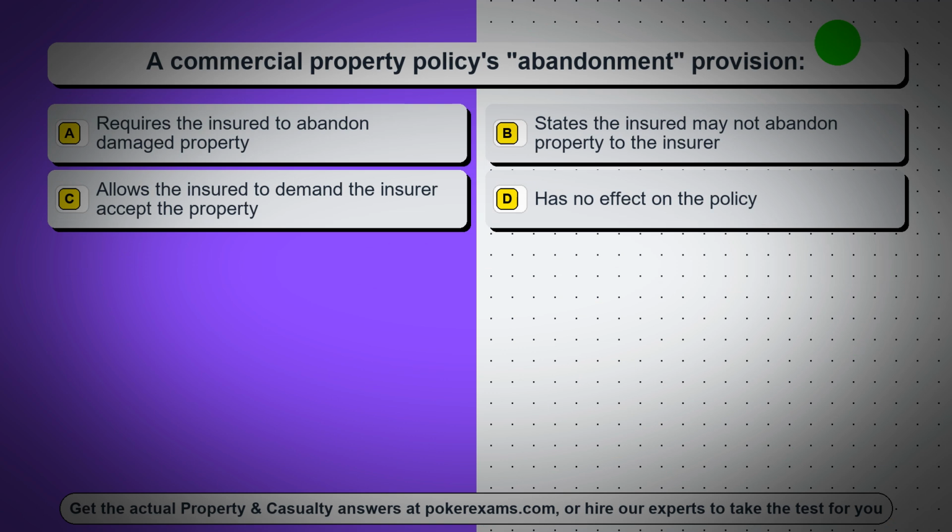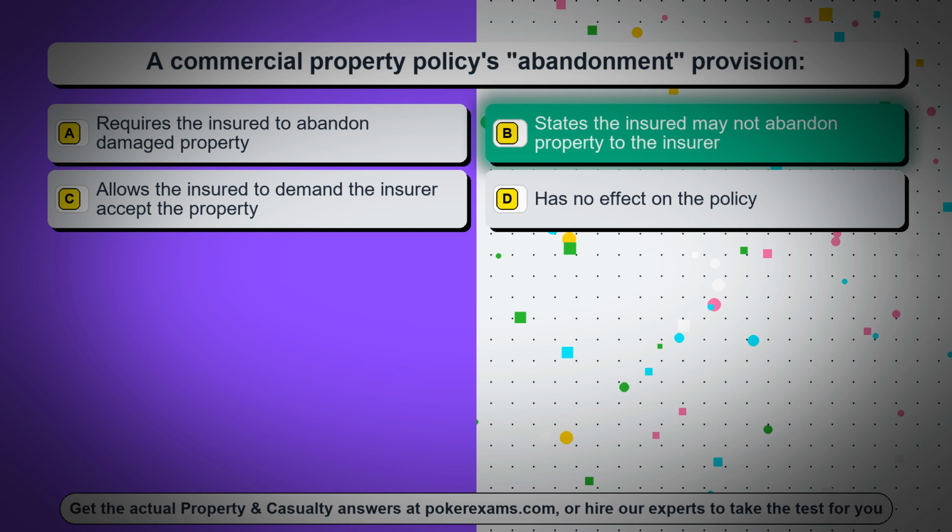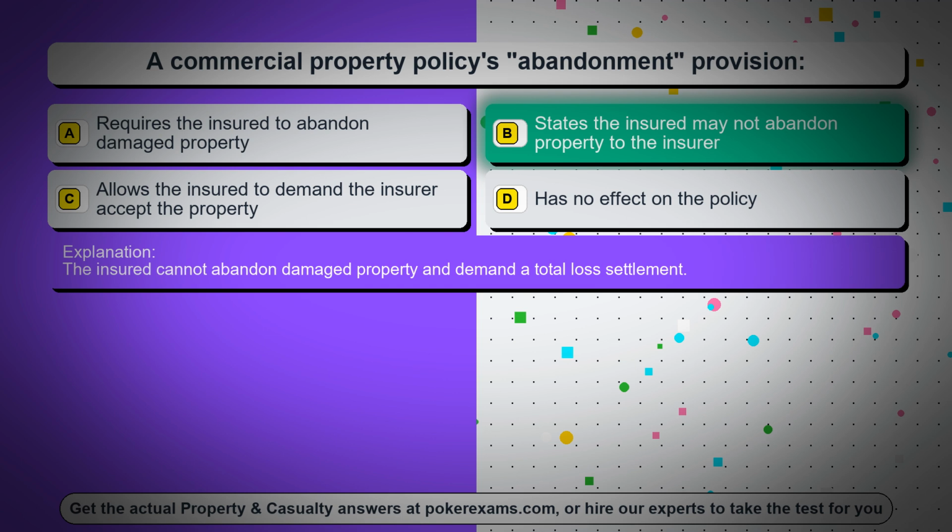Question 43. A commercial property policy's abandonment provision. Option A, requires the insured to abandon damaged property. Option B, states the insured may not abandon property to the insurer. Option C, allows the insured to demand the insurer accept the property. Option D, has no effect on the policy. The correct answer is option B, states the insured may not abandon property to the insurer. The insured cannot abandon damaged property and demand a total loss settlement.